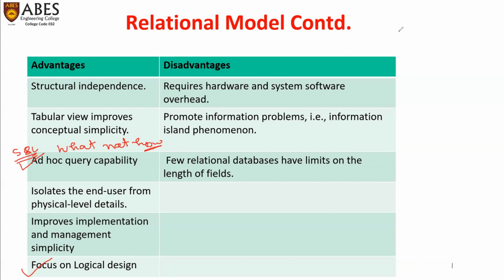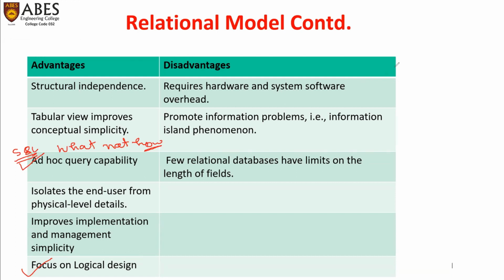Disadvantages of the relational model. It requires hardware and system software overhead. Next, it promotes the information problem. There are a lot of problems, which signifies the information island phenomenon. Next, a few relational databases have limits on the length of their fields. So these are the disadvantages of a relational model.